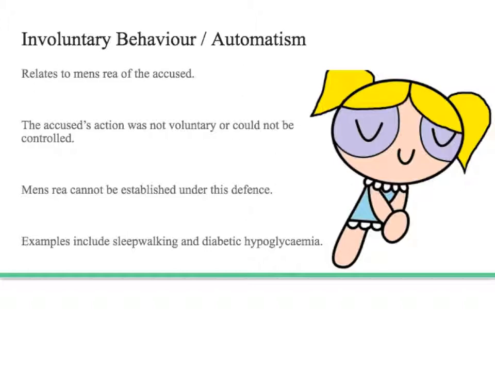Now, involuntary behaviour, also known as automatism, relates to the mens rea of the accused. This defence suggests that the accused's action was not voluntary and could not be controlled. The mens rea cannot be established under this defence. So the typical examples include sleepwalking, where someone's bodily actions have no conscious origin, and diabetic hypoglycemia, where the accused's body becomes uncontrollable, almost in a fit-like state.